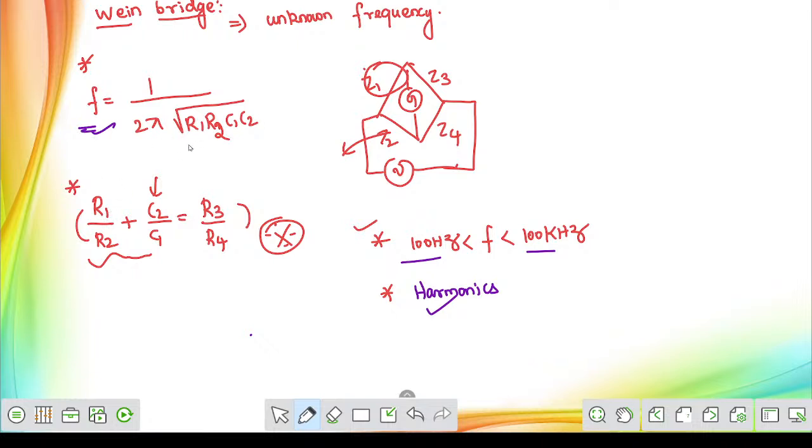Remember one more thing, sometimes they will tell you the values of R1 and R2 are equal to each other, and C1 and C2 are equal to each other. Then the formula will become 1 upon 2 pi RC. R is nothing but either R1 or R2, C is nothing but either C1 or C2. That's it. That is how we calculate all these things.